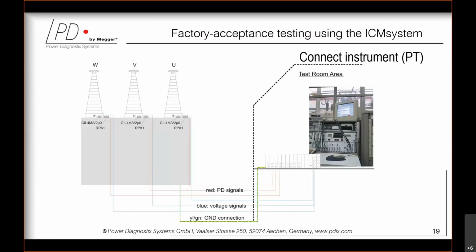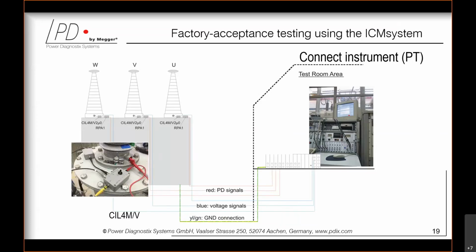So you connect the power transformer to the instrument like this in a test room area. On the right-hand side, you will see the ICM system connected, which is our PD measurement system for FAT, for example. And this will be connected using quadrupoles to the test taps of a power transformer. The quadrupole itself is an RLC network, which creates two signals that need to be measured. One is a divided voltage signal, so you have a synchronization signal for the voltage. And the other one is the PD signal.